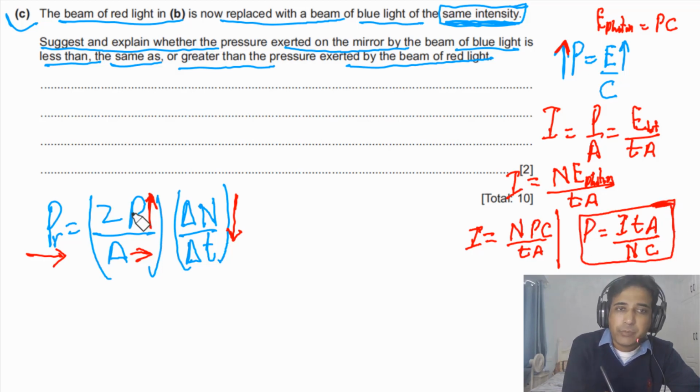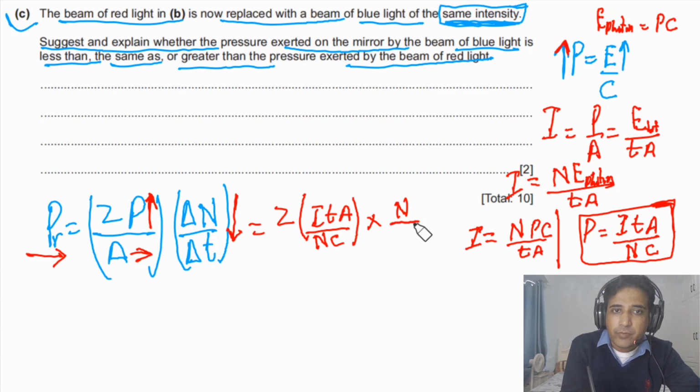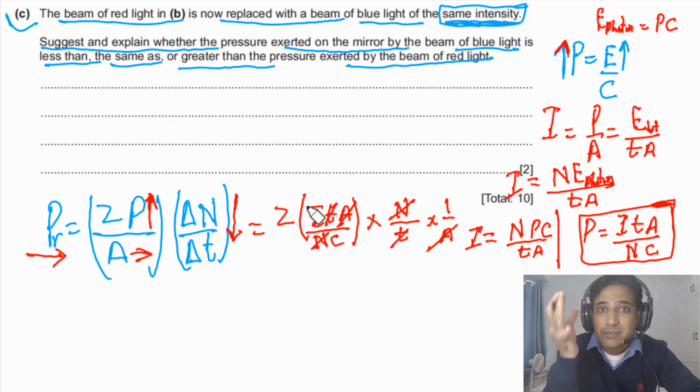Now we can replace the momentum with this value. You can write here 2, and we have I times T times A divided by N times c, and we have here N divided by T, and we have the value of A here as well, so we can write 1 over A. Now you can see this N cancels with this N, this T cancels with this T, and this A cancels with this A. So if intensity is the same, it means pressure is the same.